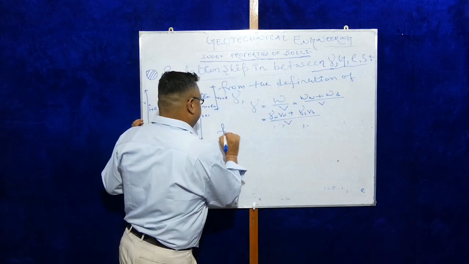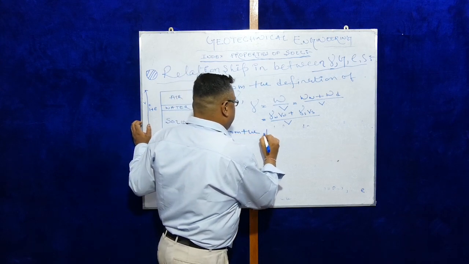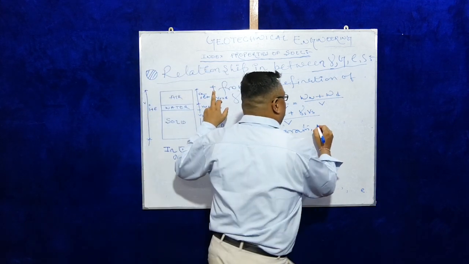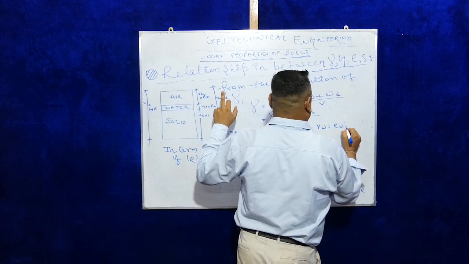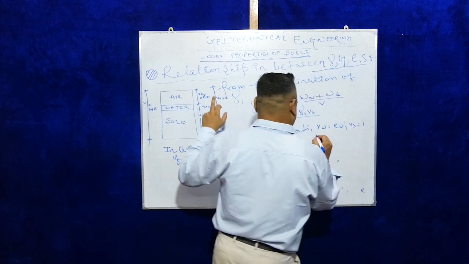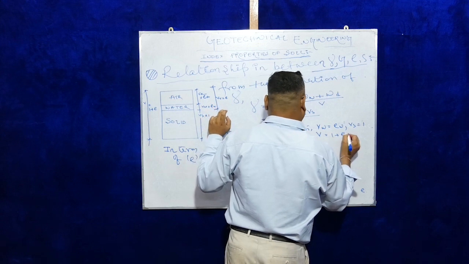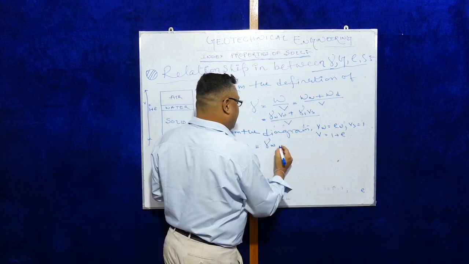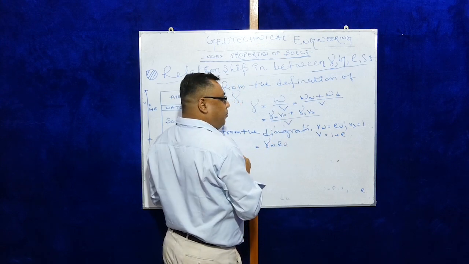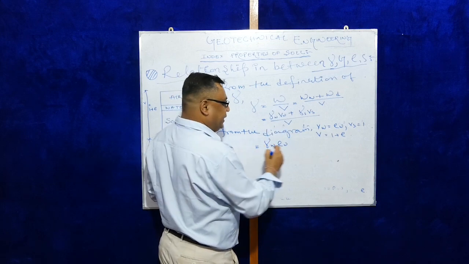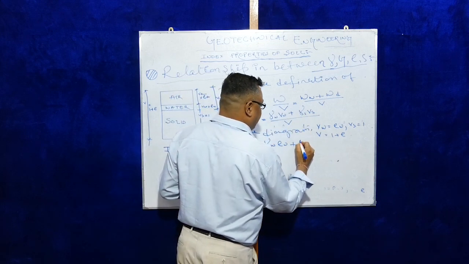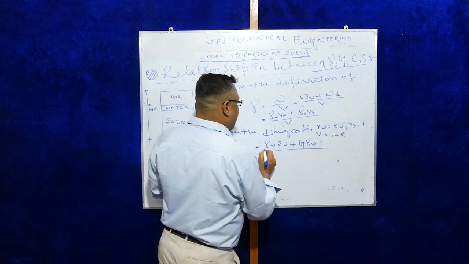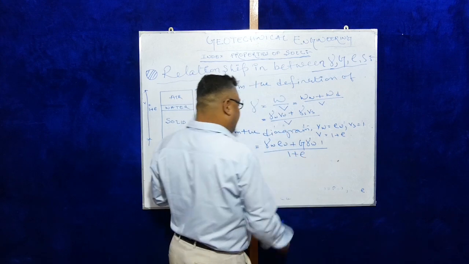Again from the diagram, what do we get? We get VW is equal to EW, Vs is equal to 1, and V is equal to 1 plus E. Now, VW is equal to what? EW. Put the value of VW in this equation, that is EW. What is gamma S? Gamma S is equal to G into gamma W. What is Vs? Vs is equal to 1. And what is V? 1 plus E.